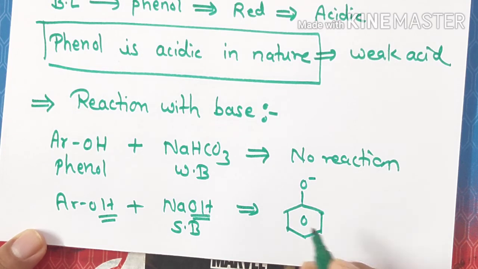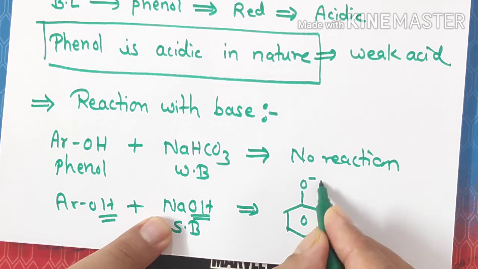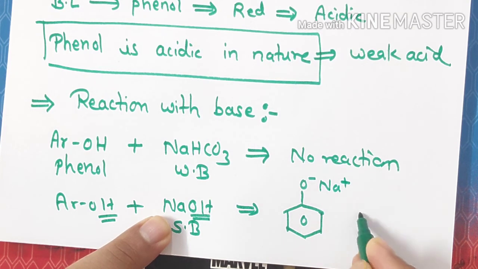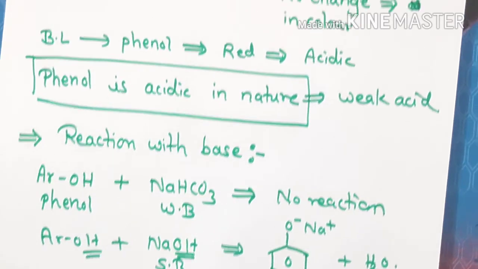We have studied this. This is phenoxide, and with this Na plus, this is sodium phenoxide plus H2O. Okay, you understood this? That means this phenoxide is formed when phenol reacts with a strong base. And to this phenoxide, suppose I add acid. I'm writing in the next page.